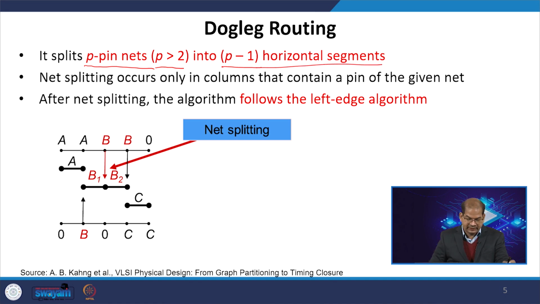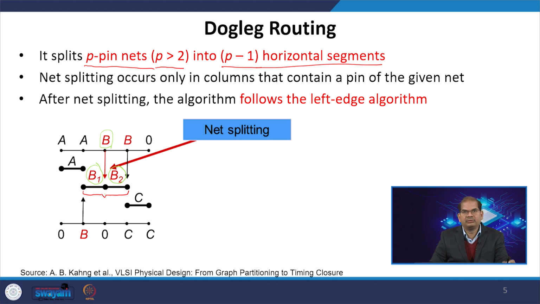So, here if you can see, B net is there, and I split this B net. From here to here it is a single net B. But what I did is that I divided that net into two parts, B 1 and B 2. I split the net into two parts, B 1 and B 2. Basically, net splitting occurs only in the columns that contain a pin of the given net. Where we have a pin, there only you can do the net splitting. Let us say here I have a B pin, so that is why net splitting happens at this point.